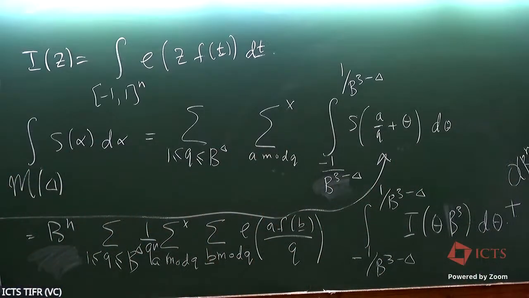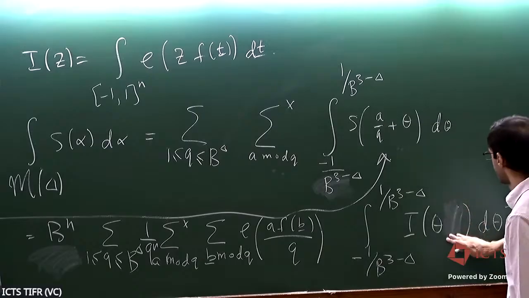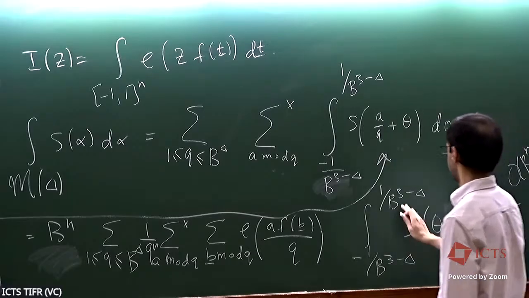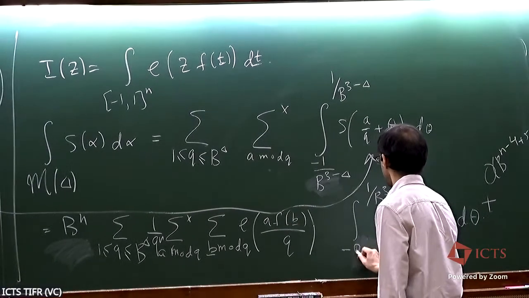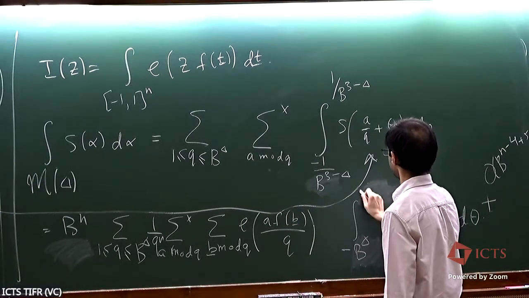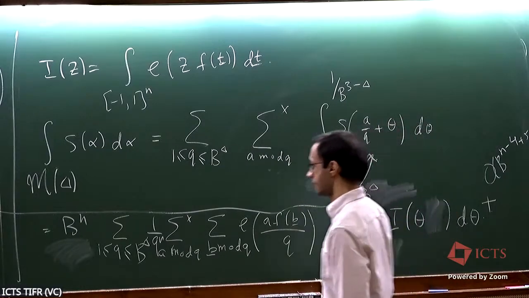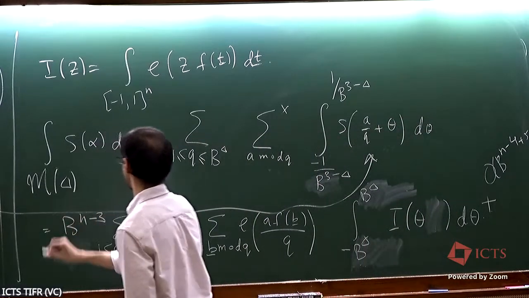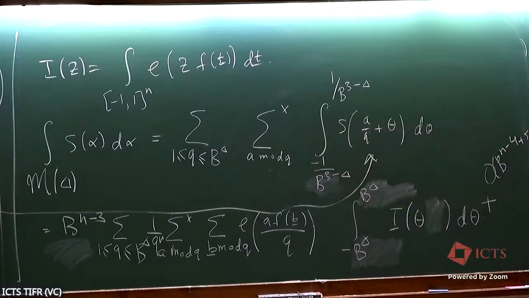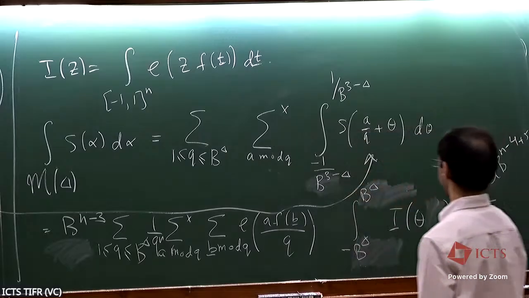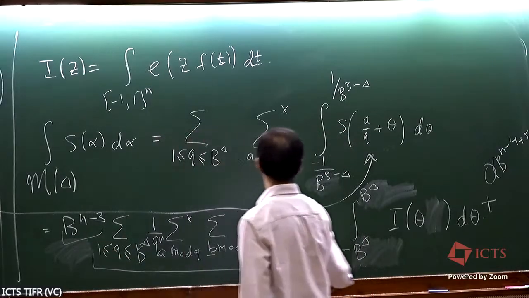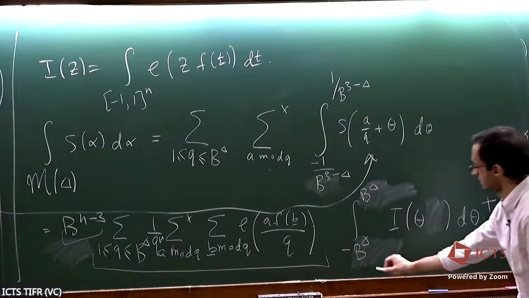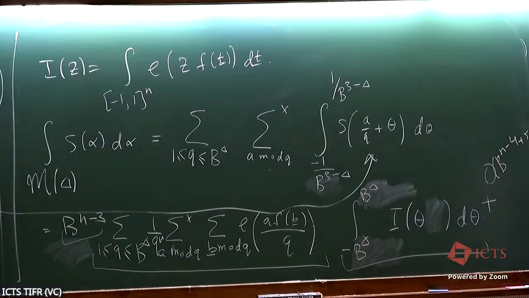We could also change the variables. Theta goes to theta over b cubed. So if theta goes to theta over b cubed, this goes away. And then this is going to be from negative b to the delta to b to the delta. And then we have to also divide by b cubed, so you get this. Okay. Good. So now we are in business again. So what we have is b to the n minus 3. We have these particular summations, and we have these integrals.